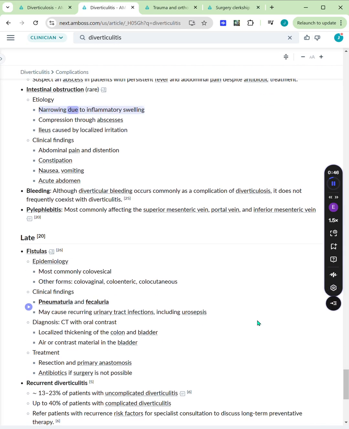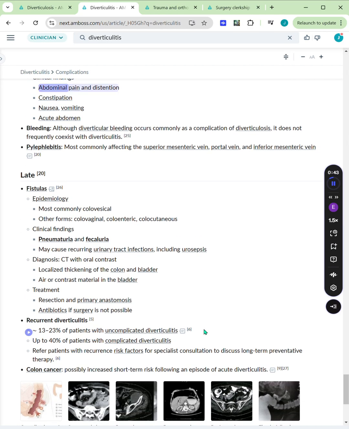Etiology of obstruction: narrowing due to inflammatory swelling, compression through abscesses, or ileus caused by localized irritation. Clinical findings: abdominal pain and distension, constipation, nausea, vomiting, acute abdomen.